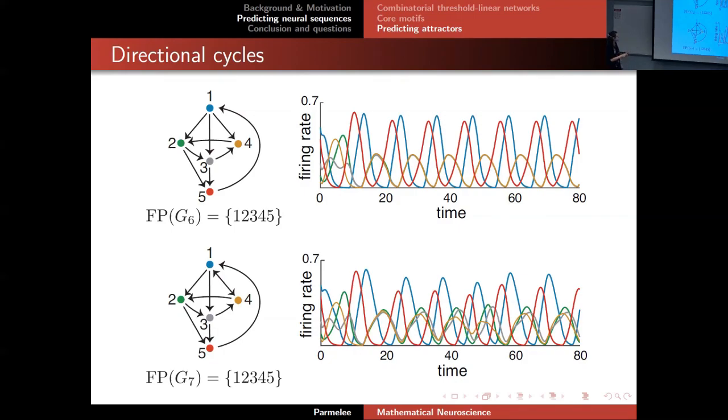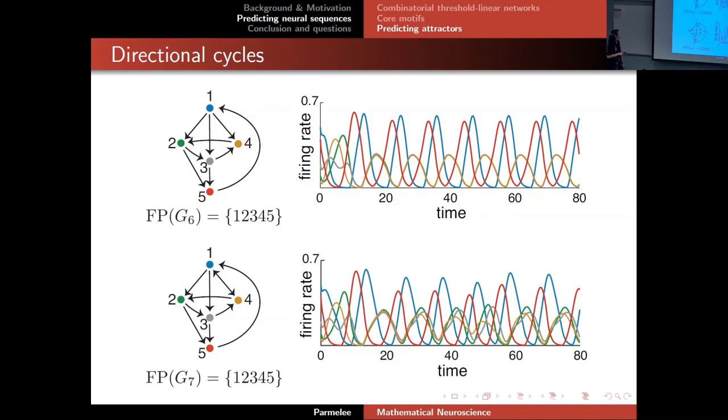So you can see the same type of attractor here. Blue fires, these ones fire kind of together, and then red fires. Same down here, except it's a little messier. You can still see they're kind of in the same place. Okay, this one, I've got a missing edge here. This one, I have a missing edge and a back edge.